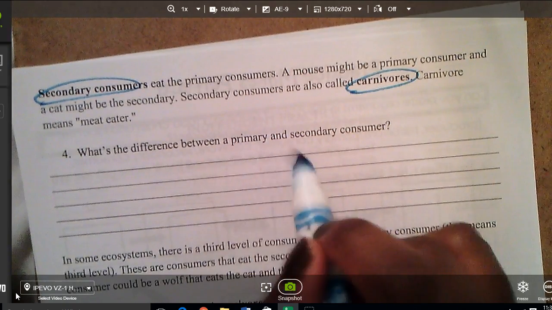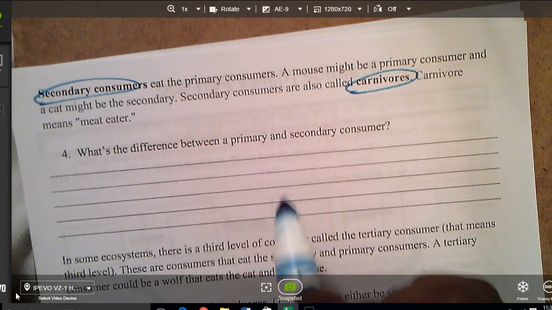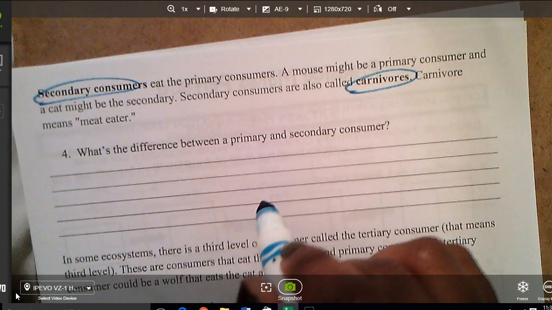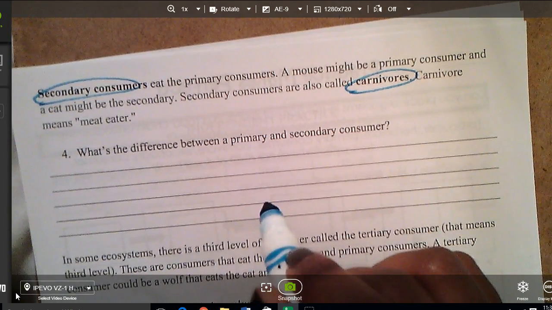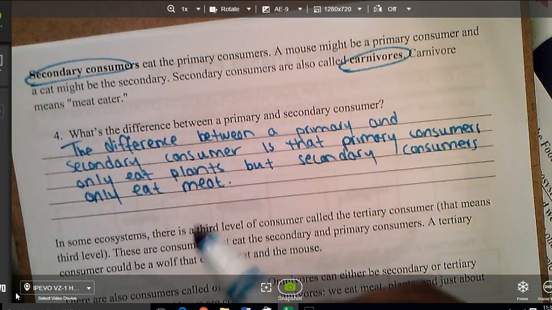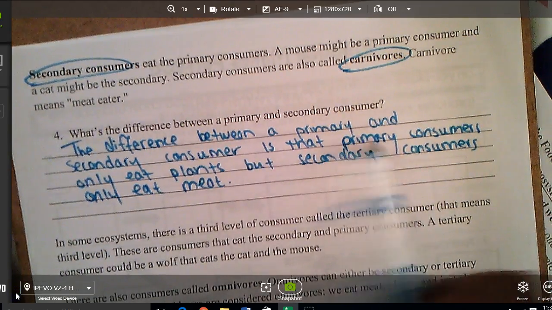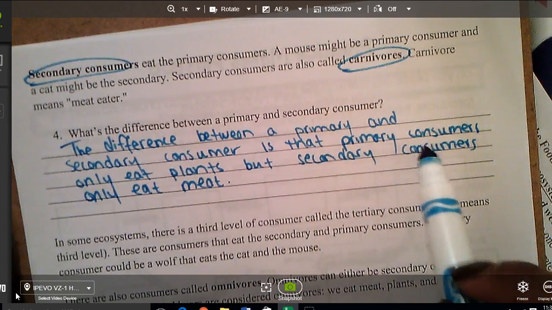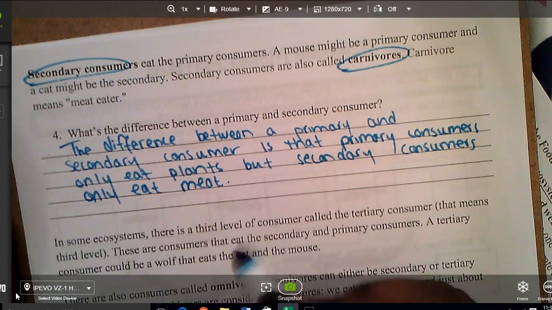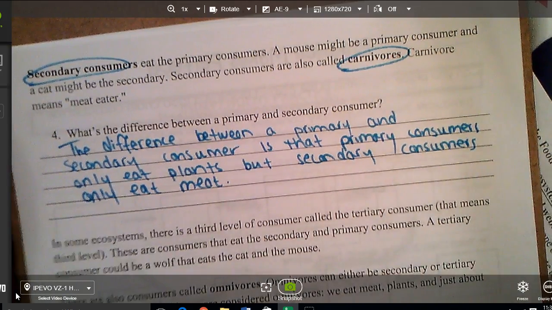What's the difference between a primary and secondary consumer? Go ahead and take 1 minute to answer that in a complete sentence, silent and solo. Thumbs up so Ms. Talbert knows you're working. Go. Alrighty, your response should sound something like this. The difference between a primary and secondary consumer is that primary consumers only eat plants, but secondary consumers only eat meat.